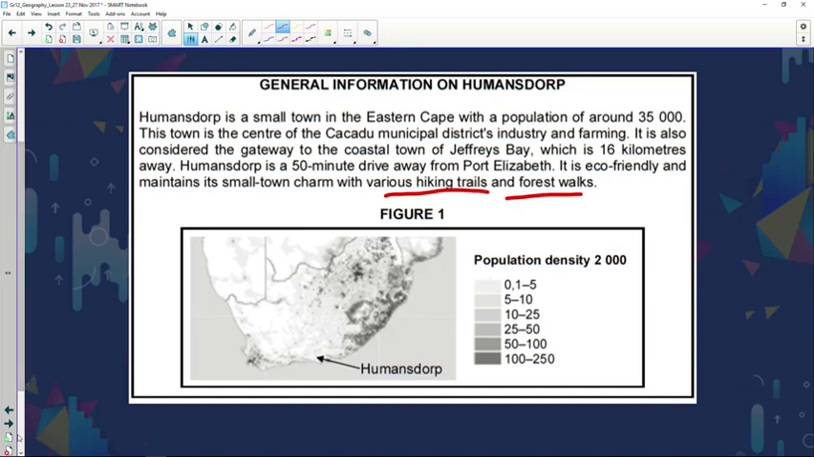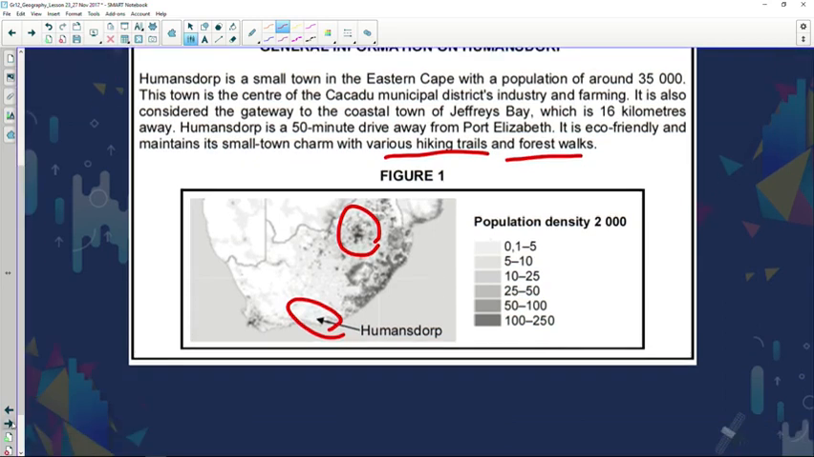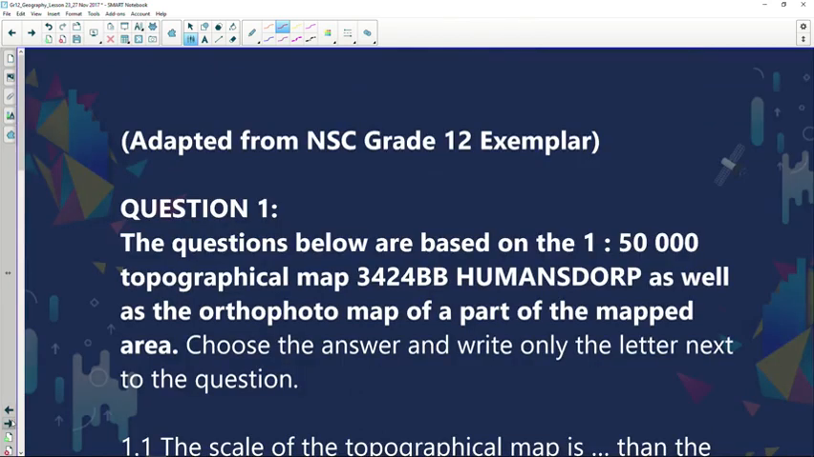As you can see on this diagram, before you look at the questions, it just shows you the population density, how many people live there. It shows you all around. If you just quickly have a look over there, there's Gauteng, biggest population density. There's Humansdorp, and like I've mentioned, only 35,000 people living over there. Well, let's get straight to the questions. Our first question is multiple choice, so you need to go and choose the correct answer.